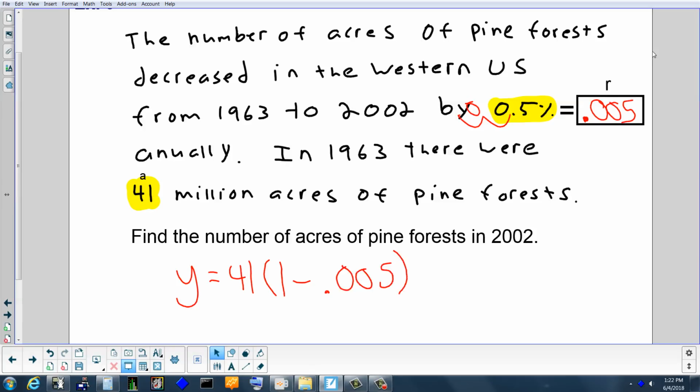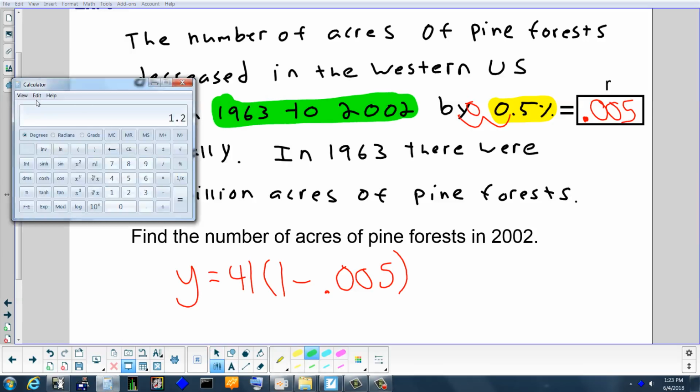What's the last thing I have to put? I figured out my A, I figured out my R, I got my parentheses, I got my minus sign. What's the last thing I gotta figure out? The time, right? Now this one's different from other problems we've done, like last week. It doesn't give us the time, so you have to figure it out. How would I do it? The dates are given.